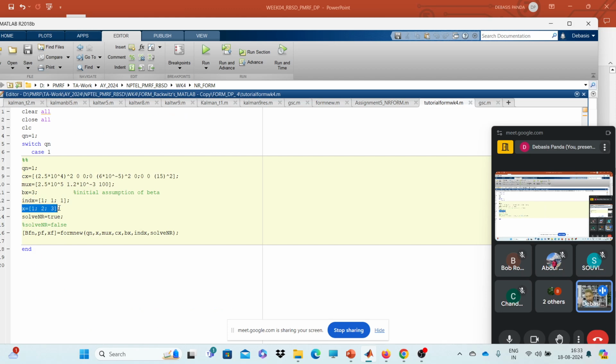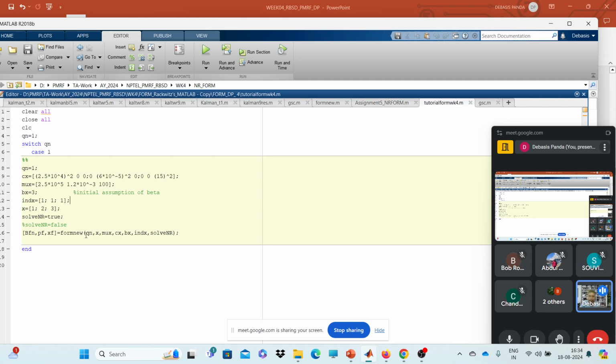This is x1, x2, x3. Now this index is related to normal and equinormal random variables. So I will tell in a minute. Here 1 1 1 means all are normal random variables. That means you don't need to convert them into equinormal or other random variables. Now if we solve that using the Newton-Raphson technique, that will give the result.